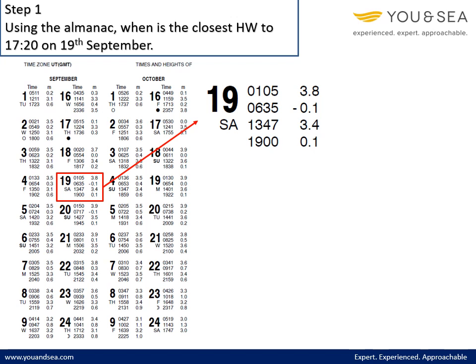The closest high water to 1720 is what we need. So that becomes 1347, and this is a UT time. The 19th of September is summertime, so when we put it into the tidal curve, our high water will become 1447.